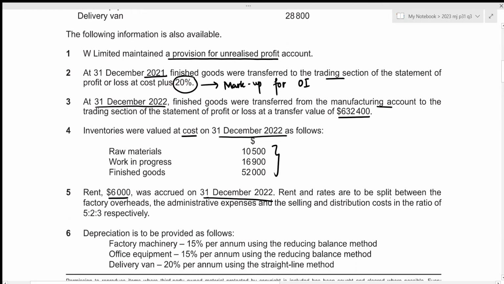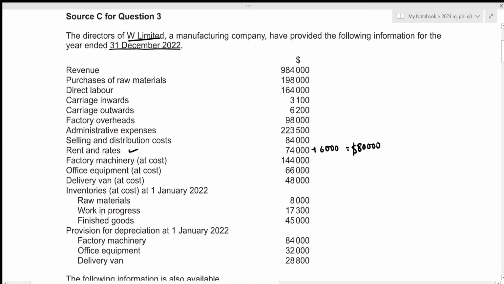Now, rent and rates are to be split between the factory overheads, administrative expenses, and selling and distribution costs in the ratio of 5:2:3 respectively. Okay, so we need to split this 80,000 in factory overheads, administrative expenses, and selling and distribution cost. Okay, and the ratio was 5:3:2. So for factory overheads, that is just going to be the total of our rent and rates of 80,000 multiplied by 5, and the total is just 5 plus 3 plus 2, which is 10. So 5 out of 10 parts belongs to factory overheads. That gives the cost of rent and rates to be apportioned towards factory overheads to have the value of 40,000.